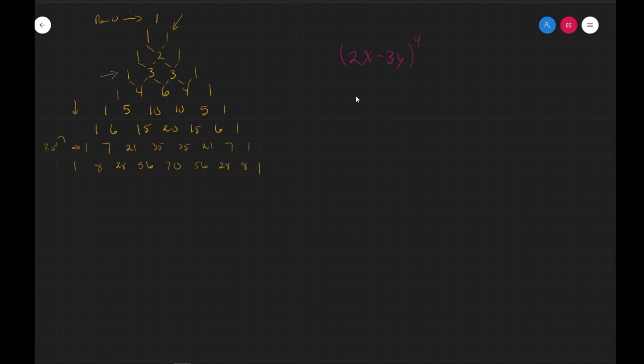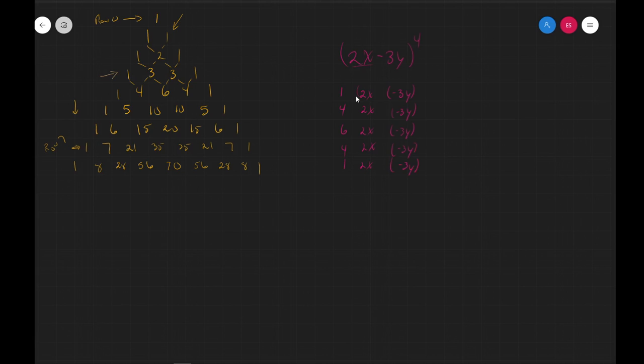Our first step is just to write down that row: 1, 4, 6, 4, 1. Then we're going to take our first term and write that down: 2x, 2x, 2x, 2x, 2x. Then we take our second term, negative 3y, five times.